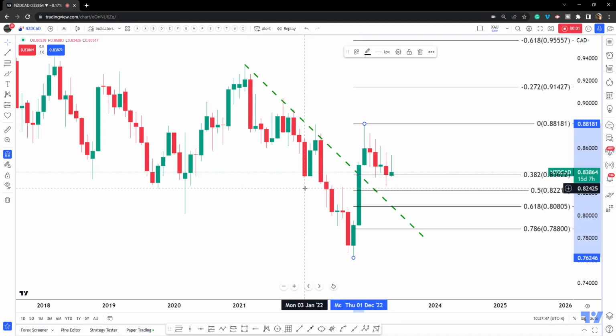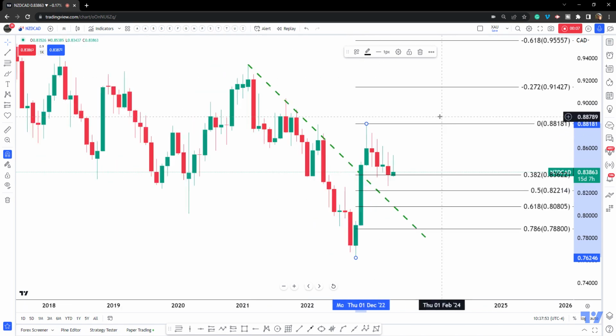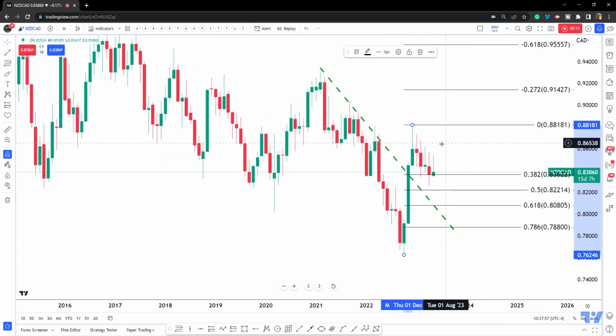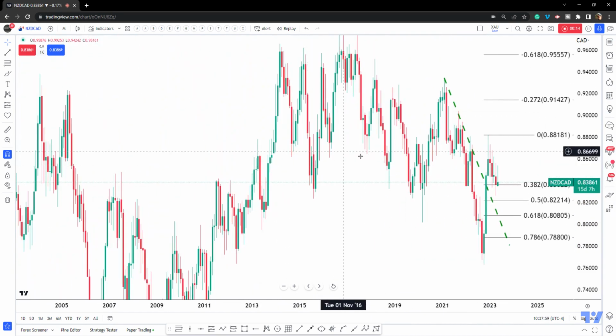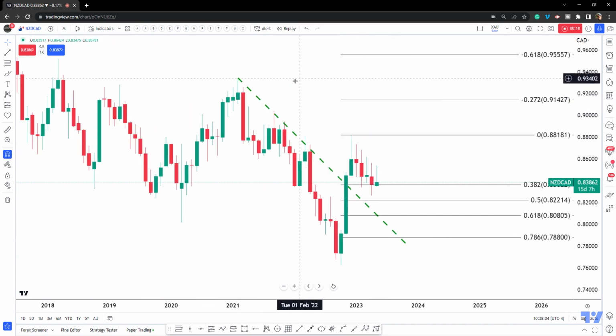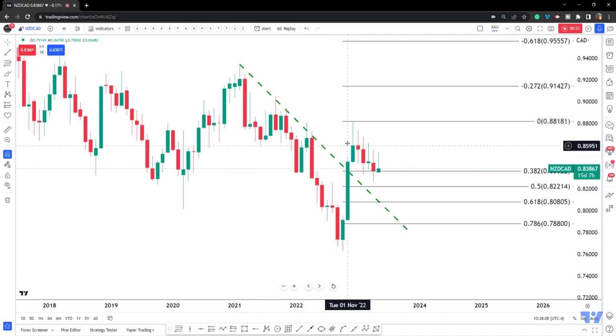Okay, so kicking off with New Zealand CAD, and I'm going to do a top-down analysis. First of all, I'm looking for a directional bias, and we don't need to look too far back for that to see that we had this downtrend. We've moved up, and we're trying to break out of that downtrend. Right, we've broken the trend line resistance, so this now becomes a counter trend line.